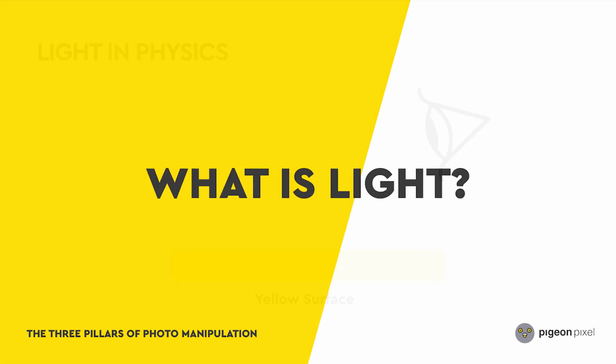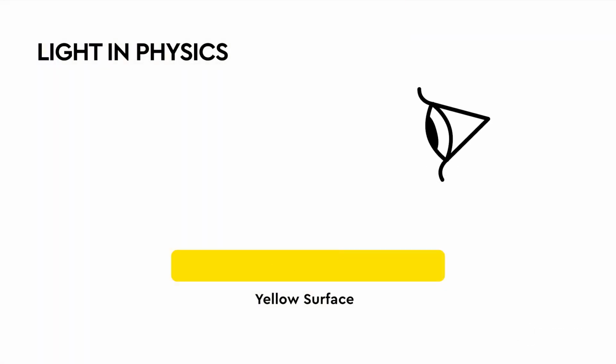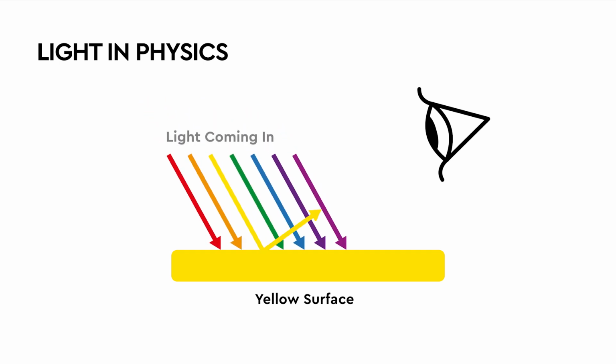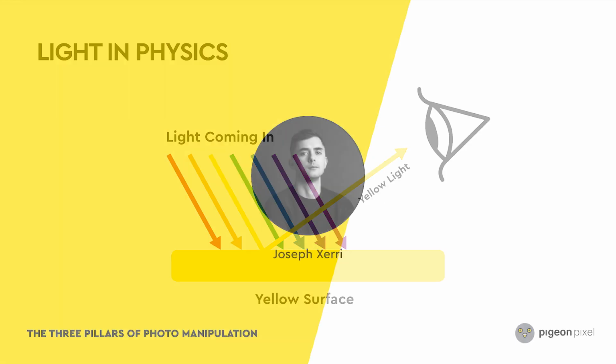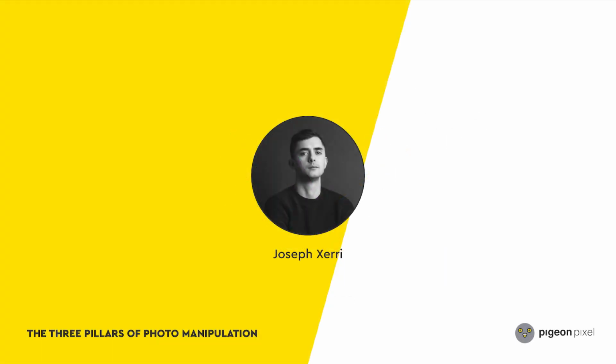So what is light? In physics, light is a type of energy that can be detected by the human eye. This form of electromagnetic radiation exists in tiny energy packets called photons. Light reflects off objects and allows us to see the things around us. But we're not here for a lecture in the physics of light.